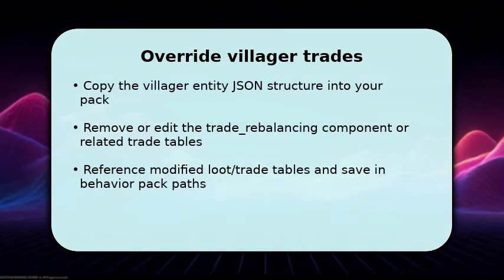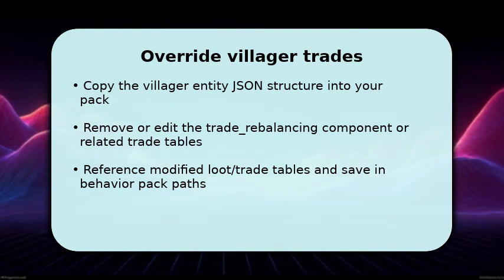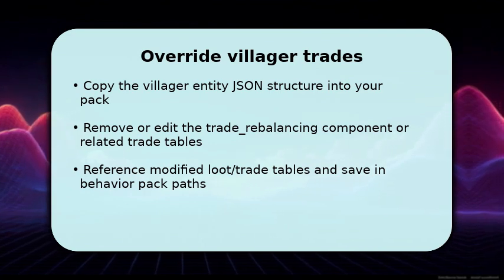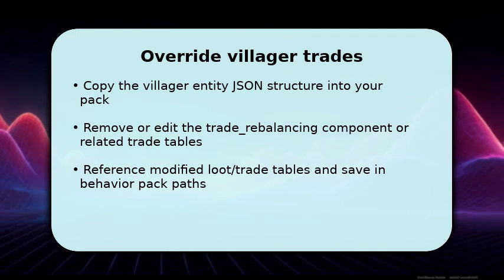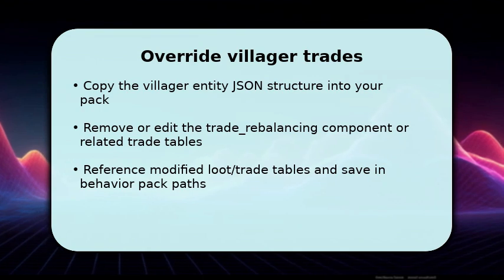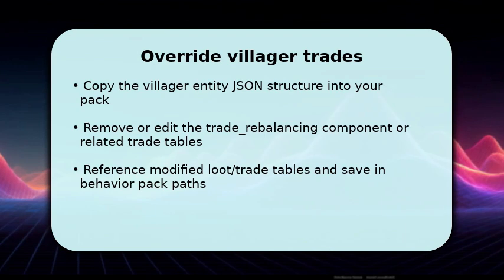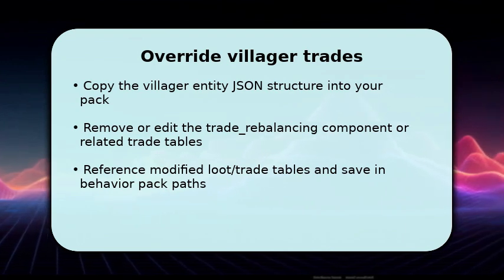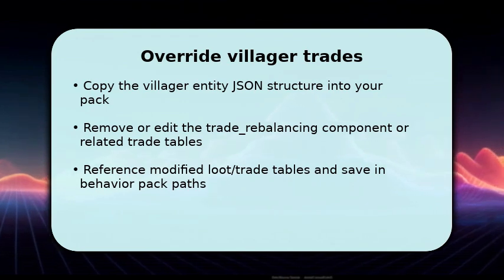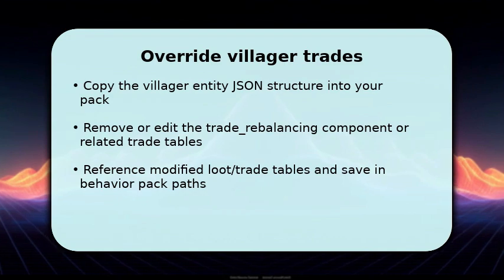Next, override the villager entity and trade tables inside the pack. In behavior packs, mirror the path for entities and loot tables from the vanilla structure. Create an entities/villager folder and paste a copy of the vanilla villager JSON, then remove or modify the trade rebalancing component and point trades to your custom trade table files. This forces Bedrock to use your definitions. Make sure file names and paths exactly match the references used by the entity JSON so nothing fails to load.